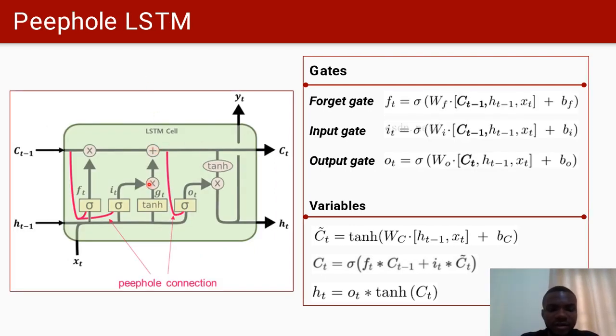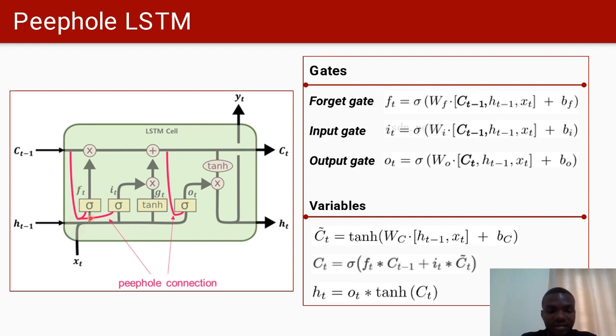Another variant of the LSTM is the peephole LSTM, and this is very similar to the classic LSTM that we discussed in the previous slide. The only difference is that the sigmoid functions which perform these gate operations do not just consider the output from the previous layer, h_t-1, and the current input in this time step. Rather, they also consider the previous cell state, right? The information from the previous cell state is used in computing these gates.